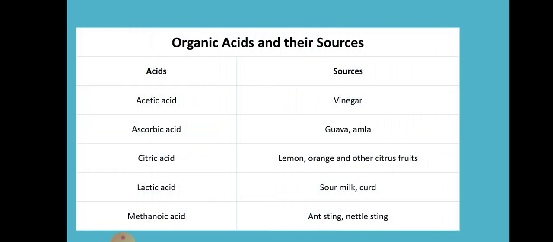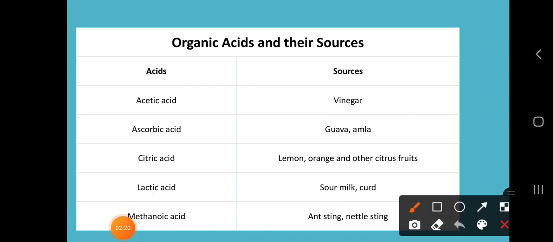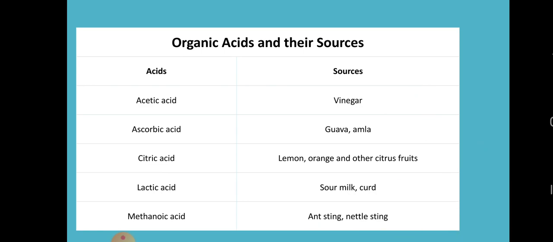Dear students, let's take some examples of acids and their sources. Acetic acid you can obtain from vinegar, ascorbic acid from guava or amla, citric acid in lemon, orange and other citrus fruits. Citrus fruit means which gives us a juicy substance. Then next is lactic acid, in sour milk, that is curd, where lactose is converted into lactic acid. Then methanoic acid you can find in the ant sting and the nettle sting. In the last class itself we discussed these things.